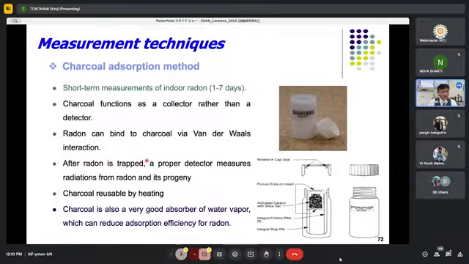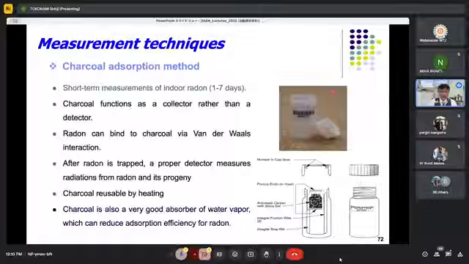After radon is trapped, a proper detector measures radiation from radon and its progeny. Charcoal is reusable by heating. Charcoal is also a very good absorber of water vapor, which can reduce the adsorption efficiency for radon.